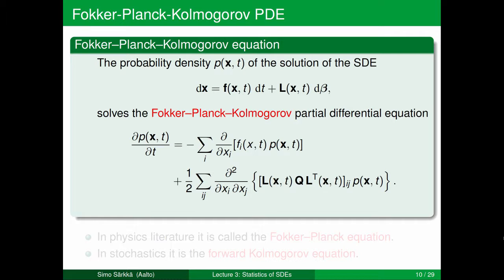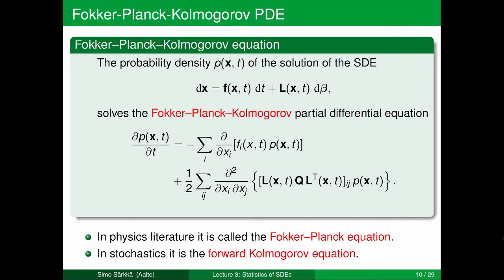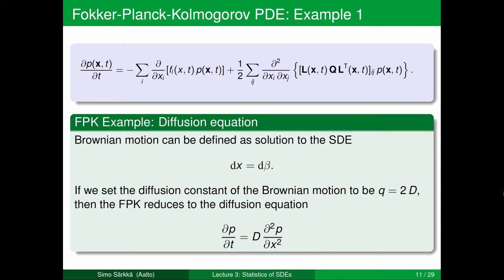So it says that the time partial derivative of p should be equal to minus the summation over the partial derivatives of fi p with respect to xi's plus half times the second partial derivatives of the term LQ, L transpose times p. In physics literature, this partial differential equation is called the Fokker-Planck equation. However, in stochastics, it's usually called the forward-Kolmogorov equation. So for these reasons, we have chosen to call it the Fokker-Planck-Kolmogorov equation. Let's now take a look at an example application of the Fokker-Planck-Kolmogorov equation.